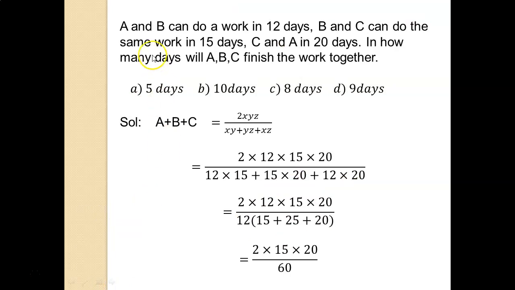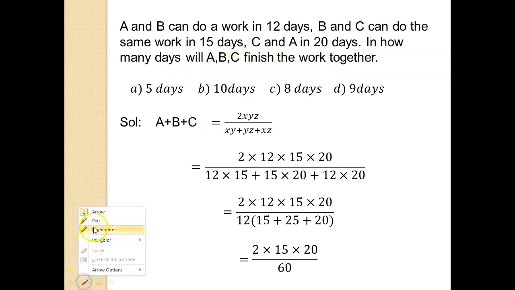Now next problem. A and B can do work in 12 days. B and C can do the same work in 15 days. C and A in 20 days. In how many days will A, B and C finish the work together?